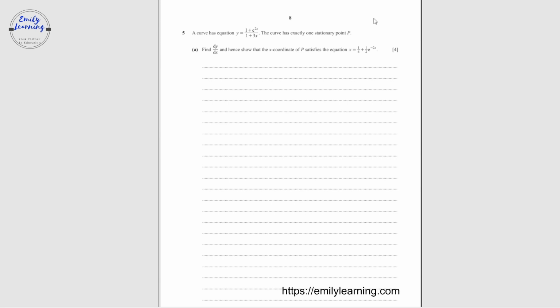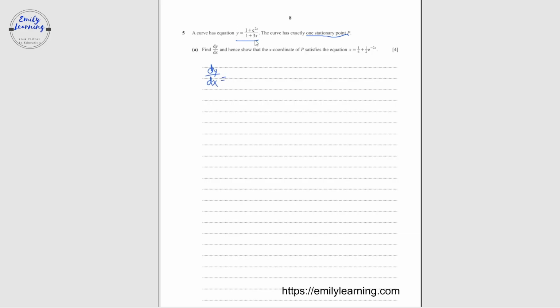Now let's move on to question 5. A curve has this equation. The curve has exactly one stationary point at P. That means when you find dy/dx and let dy/dx be equal to 0, there's only one solution. Find dy/dx and hence show that the coordinates of P satisfy this equation. So let's first find dy/dx.